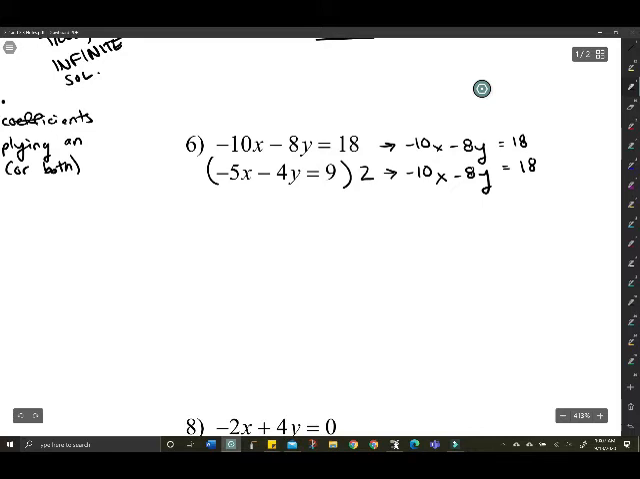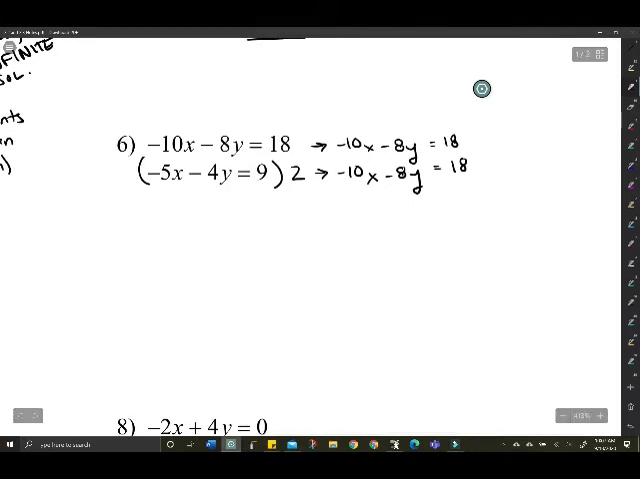Something else we can do, so let's just continue on here as though that didn't happen. Let's multiply this by a -1. That's going to change all my signs. And then when I add, you'll see that everything cancels out. So essentially I have 0 equals 0, which I discussed above, is infinite solutions.